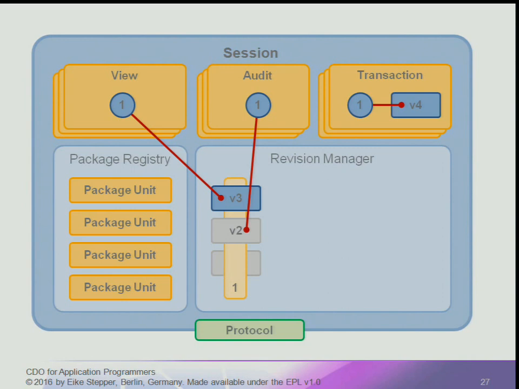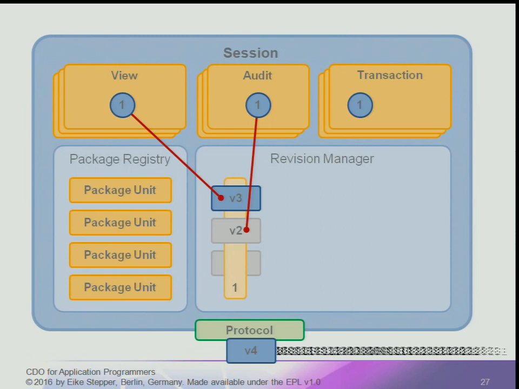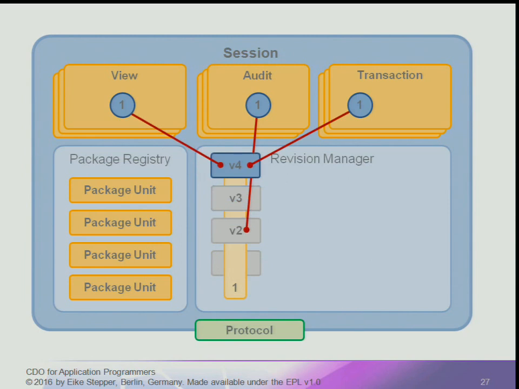Then you can change it, and when you commit the transaction, all these changes are sent over the wire to the repository, stored in a database. The other clients are notified. A response comes back. And if you paid attention, even this view here, this read-only view, automatically rewired the objects to the latest available revision.